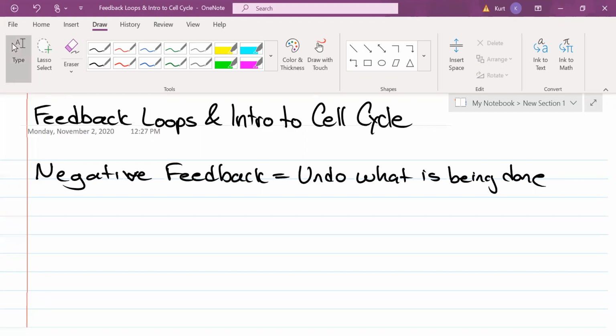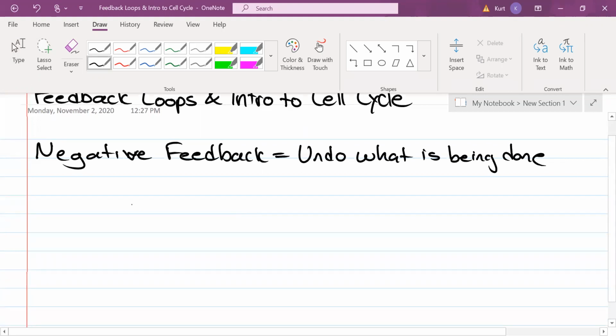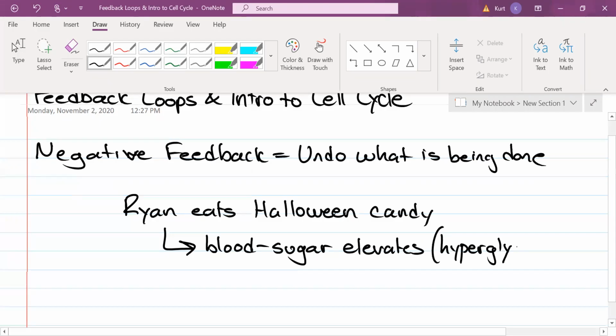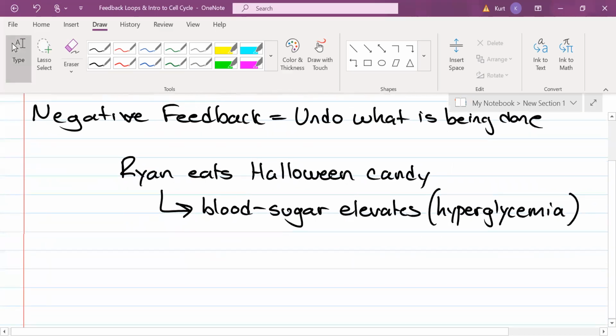The example that we mentioned several weeks back was, let's say that Ryan eats some Halloween candy. In less than an hour, his blood sugar has elevated. This would be called hyperglycemia. Hyper means high, glyc means sugar, ema means blood. So as of right now, he's hyperglycemic.